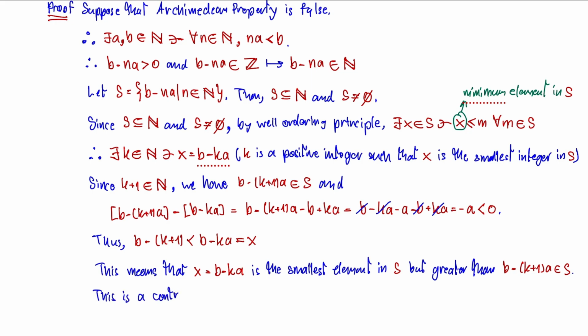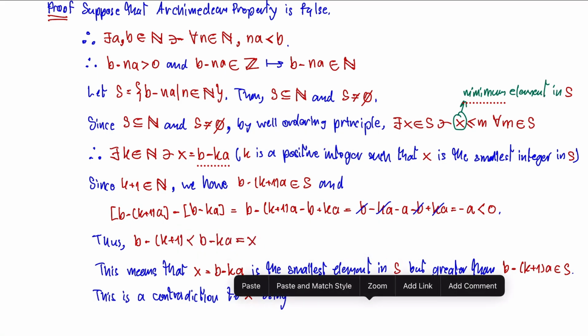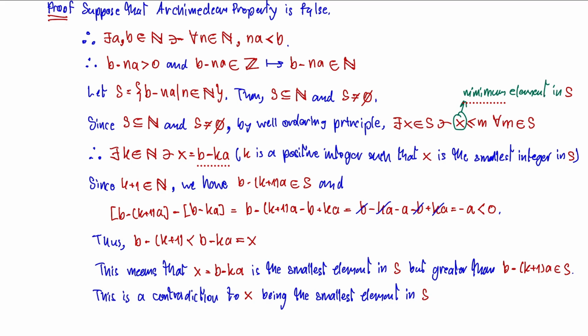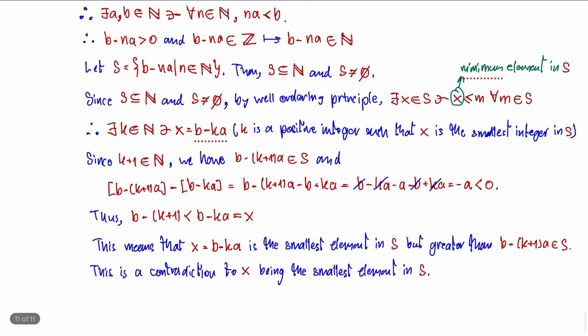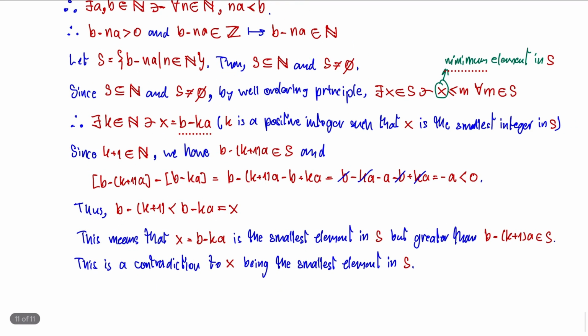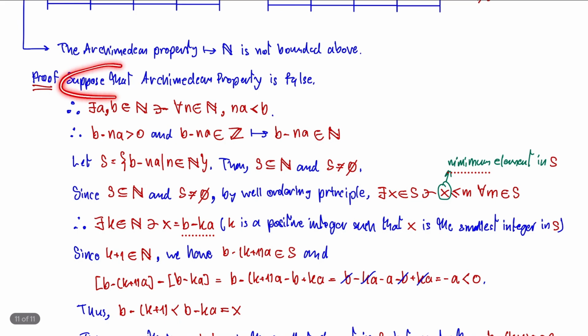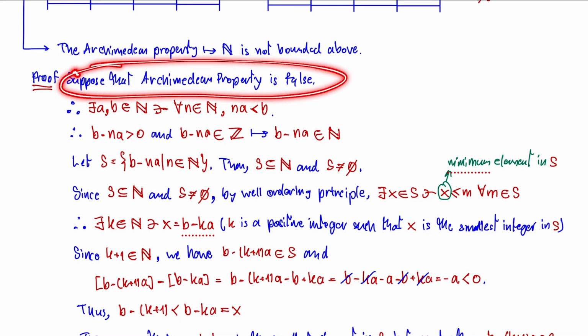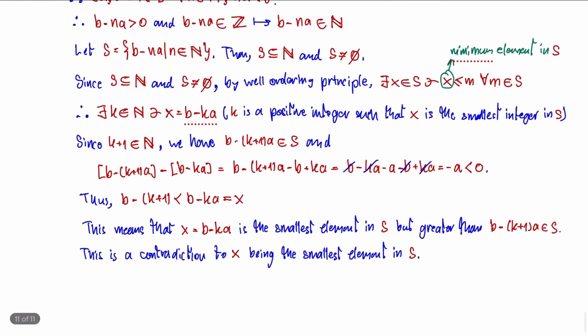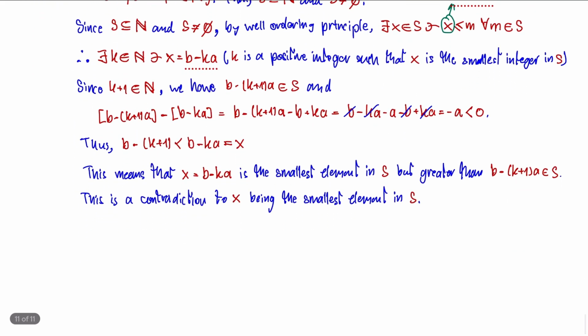This is a contradiction to x being the smallest element in set S. Okay? So that's what we have right here. So this means that what we supposed right here is false. So the Archimedean property is true.